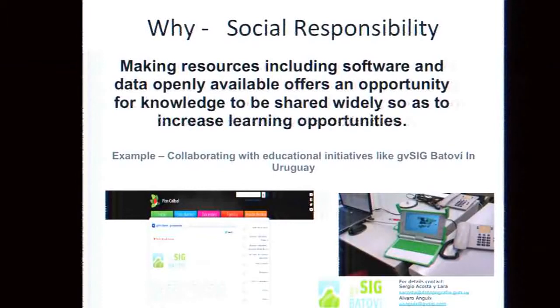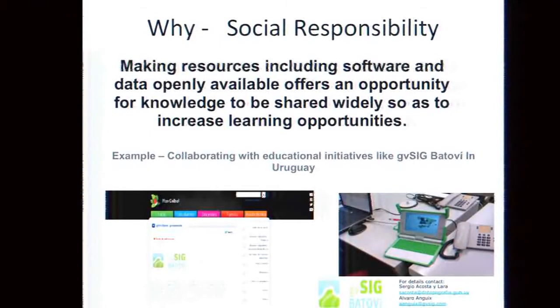Even in the OSGeo community, there are lots of good examples. For example, the gvSIG community. Is anybody from gvSIG here? For those of you who don't know, the gvSIG community is mostly based in Spain, and they have been doing fantastic work on their gvSIG software. But more importantly, in the education area, they have something called the gvSIG Batovi program, which is in Uruguay.